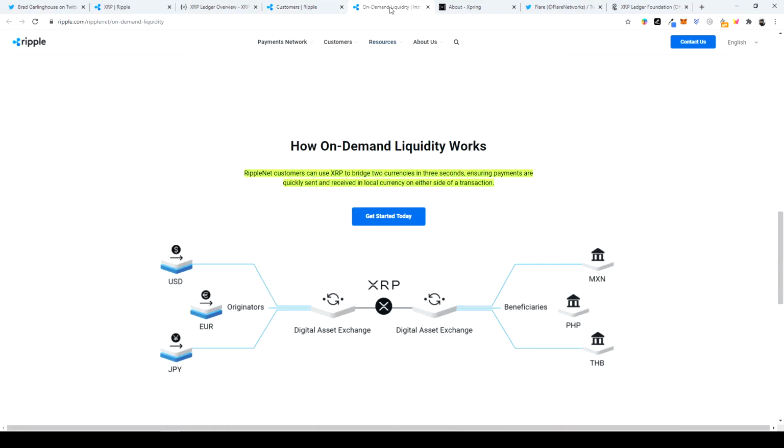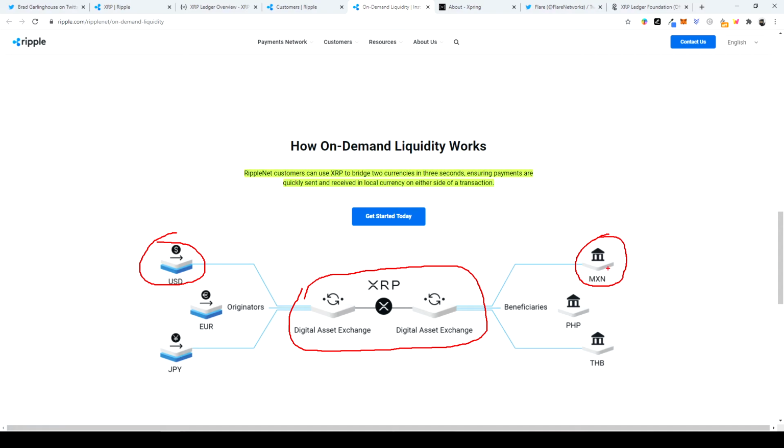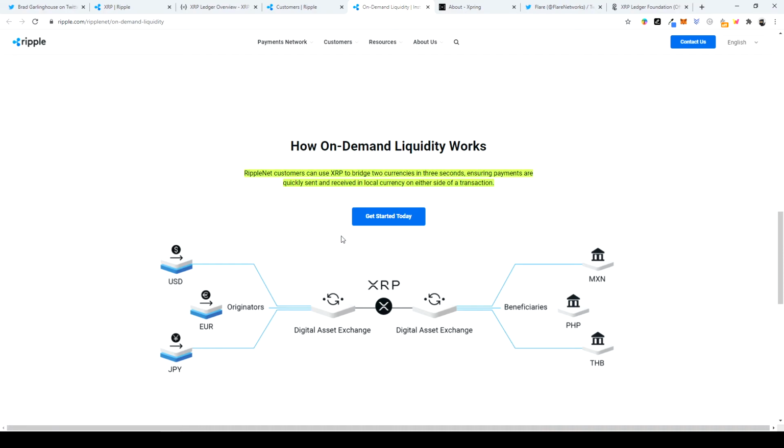Okay, let's continue with ODL, on-demand liquidity. How does it work? RippleNet customers can use XRP to bridge two currencies in 3 seconds, ensuring payments are quickly sent and received in local currency on either side of a transaction. Okay, so from one side, you can send USD. It's going to go through the bridge XRP, and on the other side you can receive, for example, Mexican peso. So basically this is ODL, and it is simple as that, and it is actually beautiful and very effective.